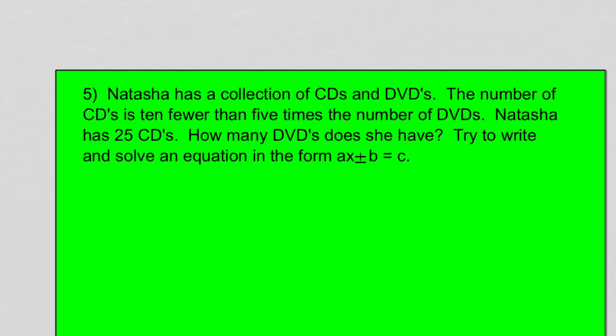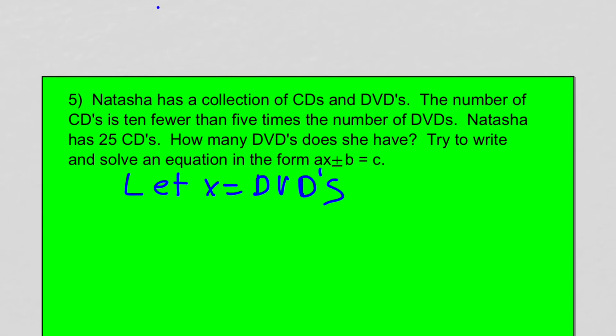So the first thing is to identify our unknown. And the unknown is how many DVDs Natasha has. So let X equal DVDs. And now we want to go in the word problem and try to translate the words and numbers into symbols and numbers. So it says Natasha has a collection of CDs and DVDs. Okay, nothing big there. The number of CDs. Well, look at this. We know she has 25 CDs. So the number of CDs, that's 25.